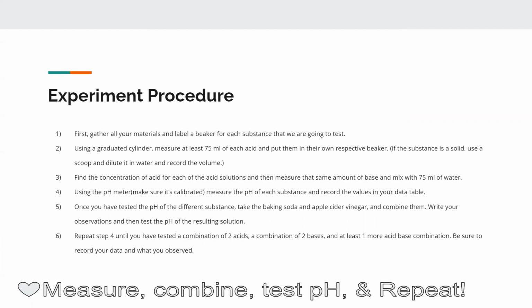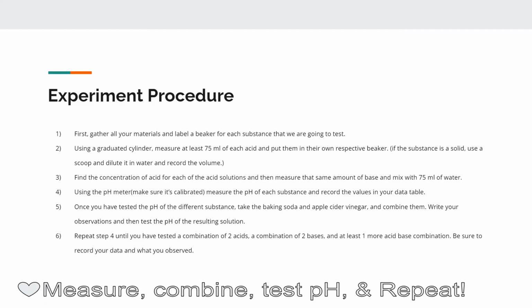So to start our experiment, like I said, we gathered all of our materials. Then we labeled a beaker for each substance that we're going to test. Next, we're going to use a graduated cylinder, measure at least 75 milliliters of each acid, and put them in their own respective beakers. If the substance is a solid, we're going to use a scoop and dilute it in water and record the volume. Next, we're going to find the concentration of acid for each of the acid solutions, and then measure that same amount of base and mix that with the 75 milliliters of water.